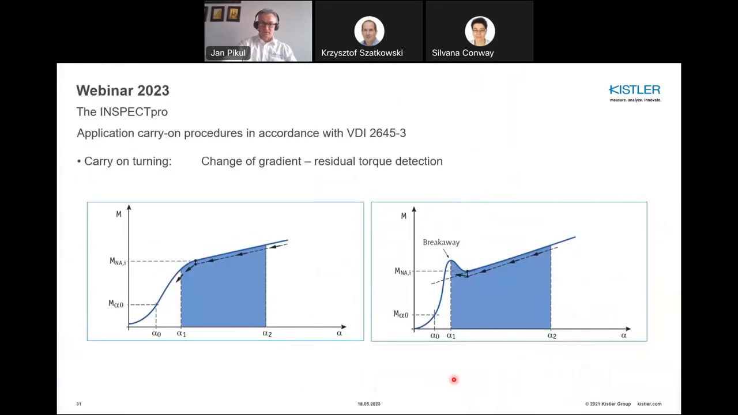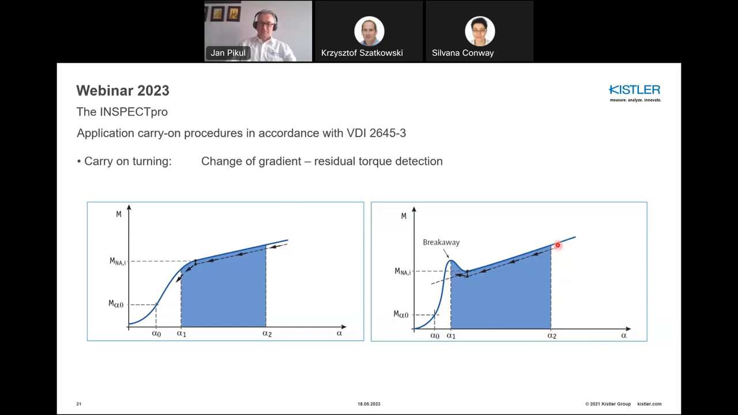And here is some calculation, some basics about the calculation, because according to the VDI, VDE standard, there are a few different methods of carry-on turning measurement, but we think, or we know, it's proven that the most developed is the change of gradient. So it means that during the parametrization, we set the final angle, like alpha 2, and the operator is turning clockwise until reaching the target angle.